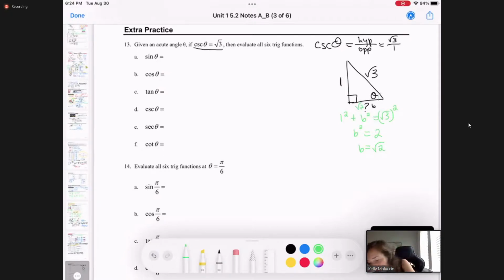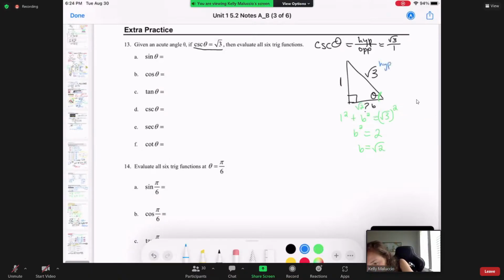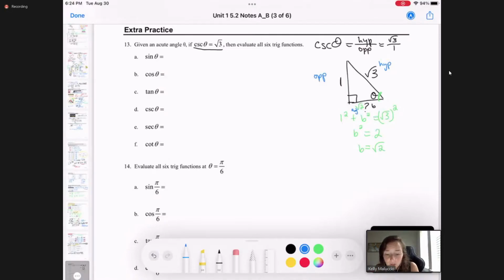So now, based on where our theta is, we have our hypotenuse here, our opposite side, and our adjacent side. And we can find all of our trig functions just from this, right? So think SOHCAHTOA. And then you could just flip everything if you don't want to remember anything else. And remember, cosecant, they told us, is square root of 3. Okay, so sine is opposite over hypotenuse. So 1 over square root of 3, which if I rationalize, right, is root 3 over 3.